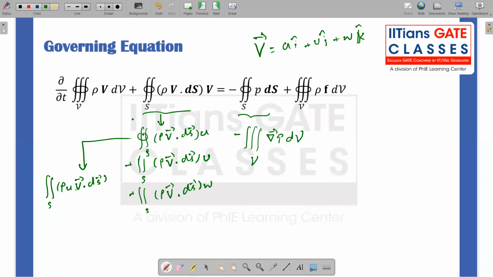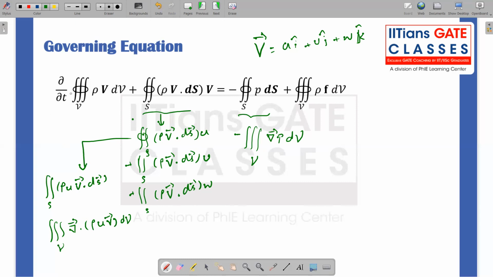For this one, I can apply the Gauss divergence theorem because this is now straightforward. If I apply the Gauss divergence theorem to this term, it becomes the volume integral of divergence of rho u v times dv. Similarly, I can apply the Gauss divergence theorem to the second and the third component of the vector. Now you see the difference here.